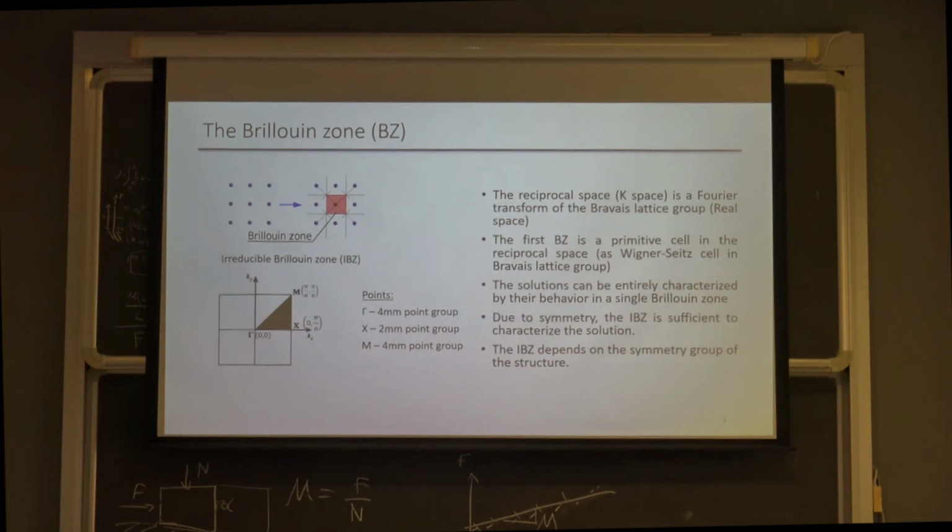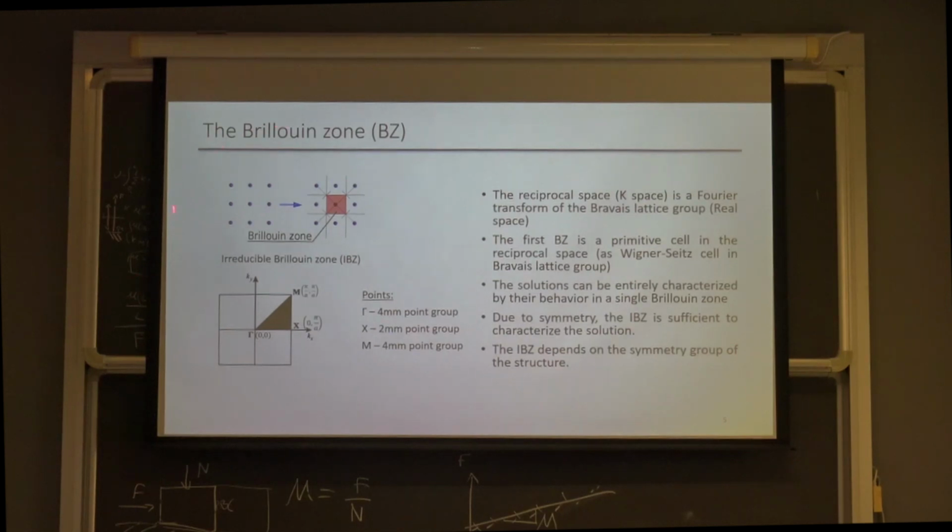And the reciprocal space, also called the K-space, is the Fourier transformation of the Bravais lattice group, or the real space. And the first Brillouin zone cell in the reciprocal space is like a Wigner-Seitz cell in the Bravais lattice group, if you know crystallography, so you can have a reference to that. So, as already said, we just obtain the solution for the Brillouin zone, and then we can make conclusions about the whole structure.